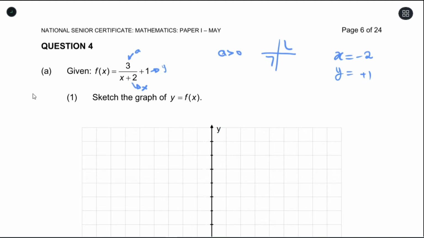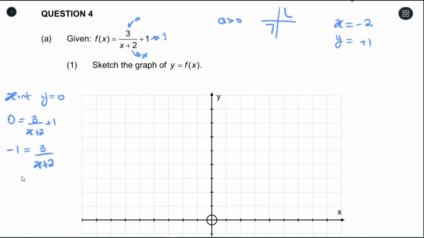To get our x and y intercept, we're going to say x intercept, y is equals to 0. I substitute. Okay, so cross multiplying, this would give me... So therefore, x is equals to, I think that's -5. Yeah, -5. Now, the coordinate we have from here would be -5 and 0.